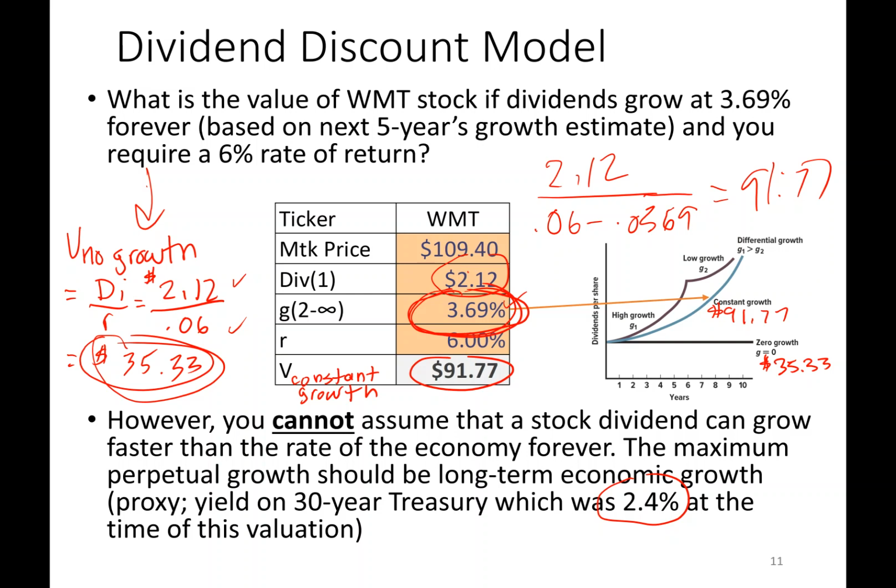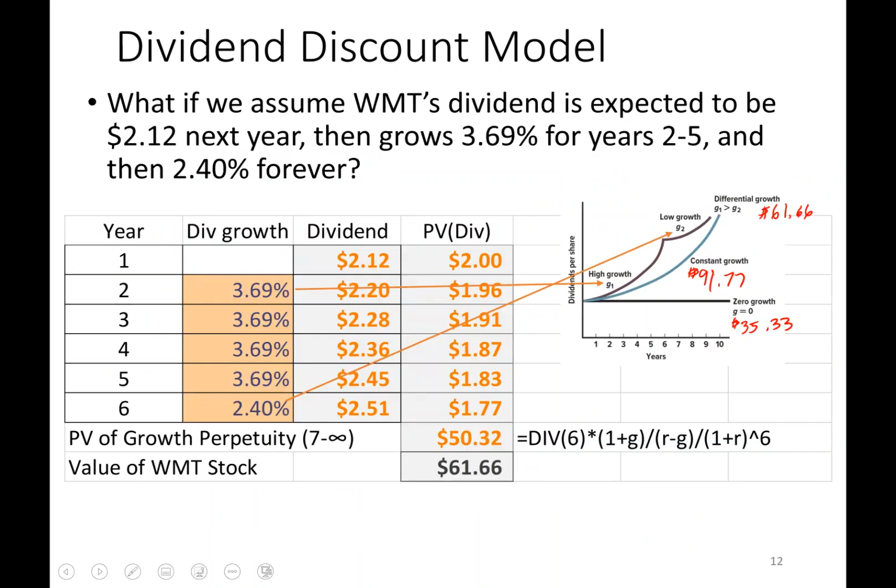So what I'm going to do is use a little bit different model. I'm going to assume that it grows at 3.69% for the next 5 years. However, at some point, we're going to have it grow at 2.4% into perpetuity for cash flows from year 6 to infinity. So in other words, I'm going to grow it at 3.69% for the first 5 years, and then I'm going to grow it at 2.4%, the overall growth of the economy, from year 6 to infinity. So we're going to go to our model and do that.